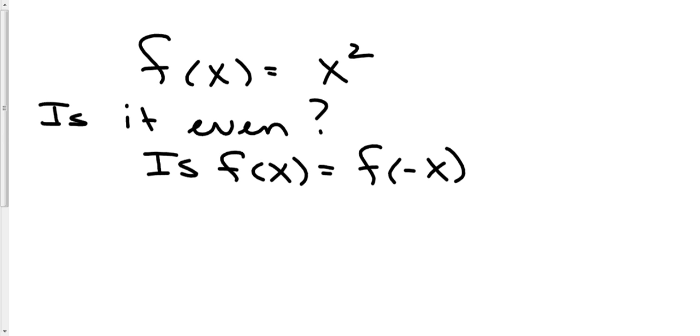How do I do that? Well, f of x is x squared. Does that equal negative x squared? Why did I put parentheses around negative x? Is this the same as that? Why?